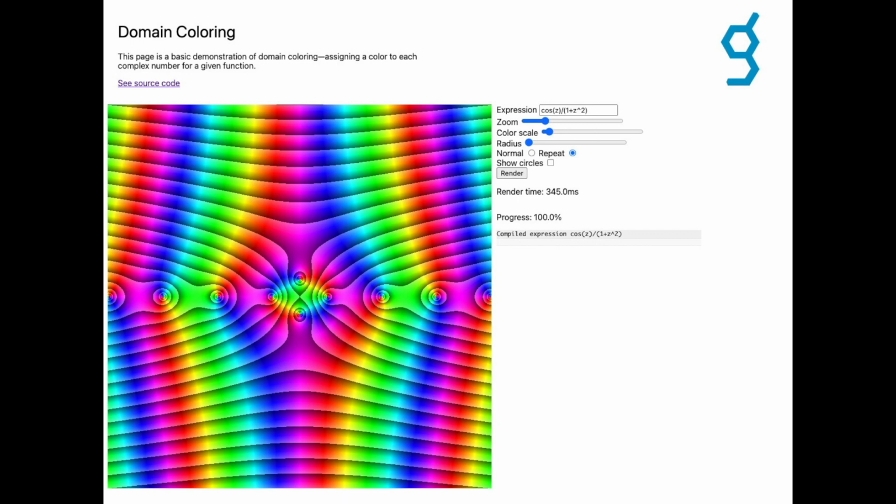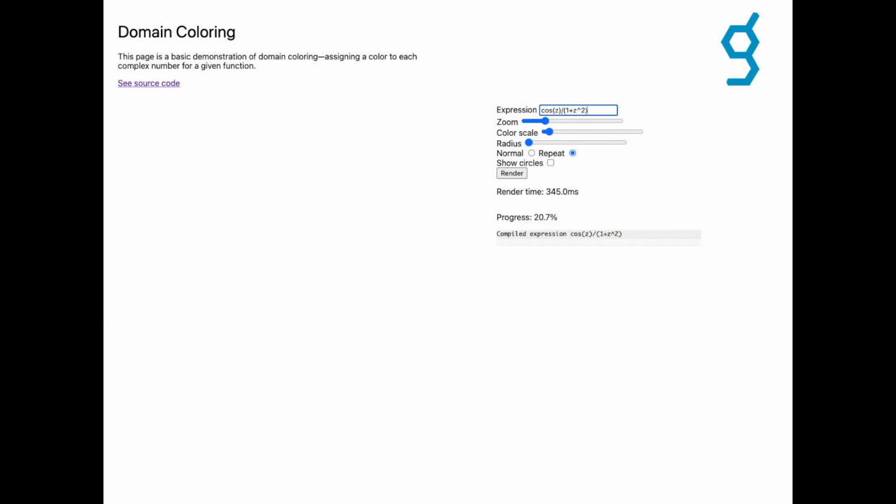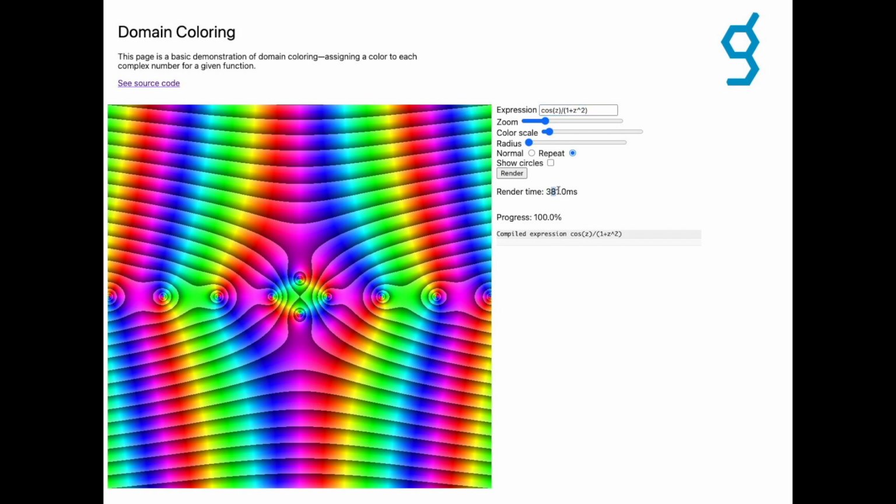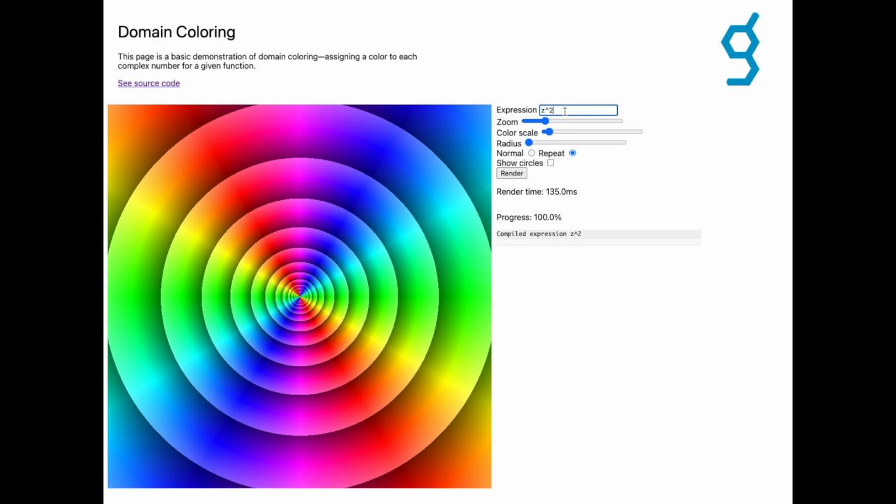So the natural question is, where do we go from here? Obviously one thing to do is just to make the graph faster. It's already pretty good. So here's cosine z over 1 plus z squared. You can see it takes 380 milliseconds for, I think, 750 by 750. So that's not too bad. And for super simple expressions, it's really fast. In fact, most of the time is spent in the domain coloring function.